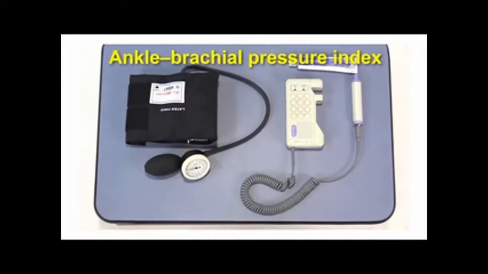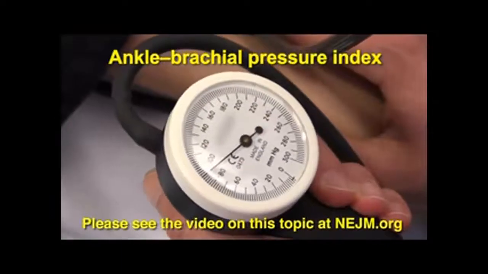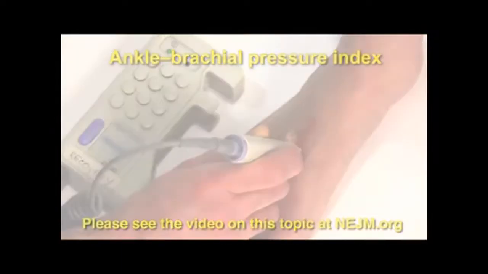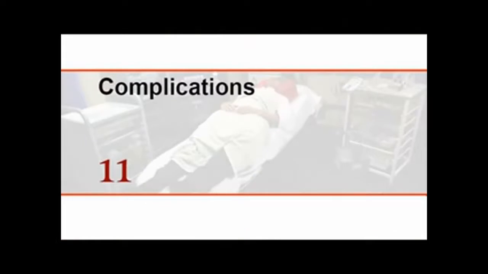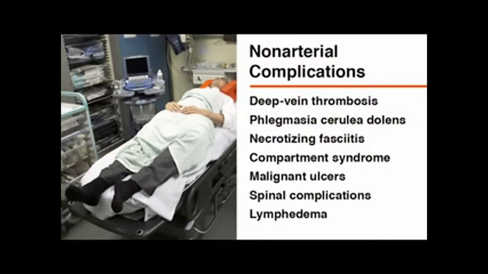The ankle brachial pressure index compares the blood pressure in the arm with the blood pressure in the leg. Please see the video on this topic at nejm.org. Make sure that by focusing on the assessment of arterial blood flow, you do not overlook other life or limb-threatening conditions.